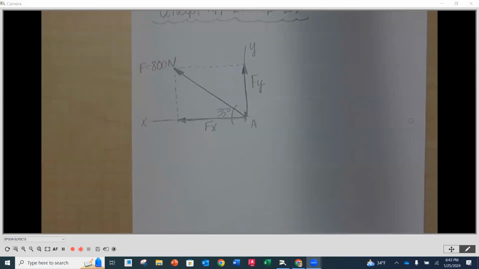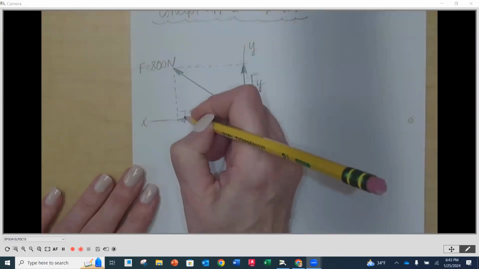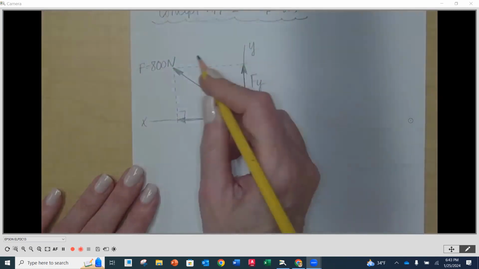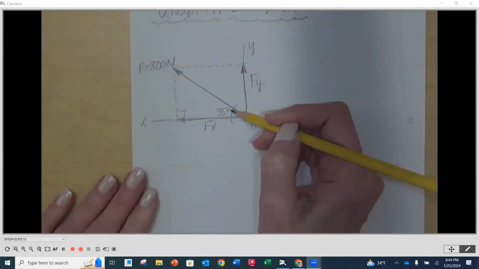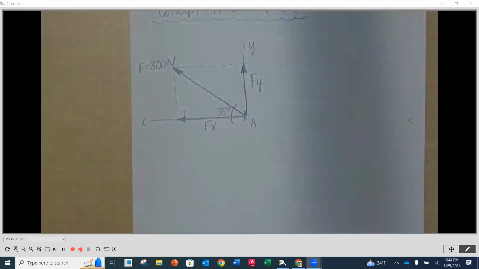Okay, so now knowing the hypotenuse, we've got a right triangle here, right? There's 90 degrees right here. Do not float your Fy out here. Do not float your Fx out here. Make sure you have arrowheads. This is really important. These are not lines, they are vectors. So now that we can see our right triangle here, we have our 35 degrees. We've got a hypotenuse. Let's try to solve for our Fx first.